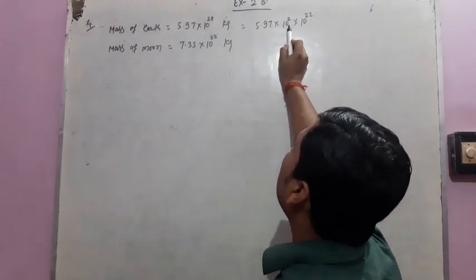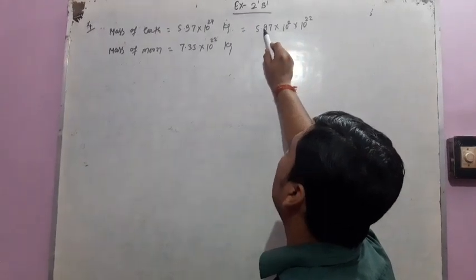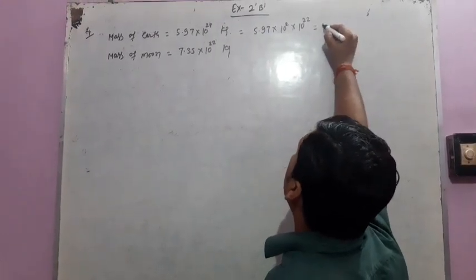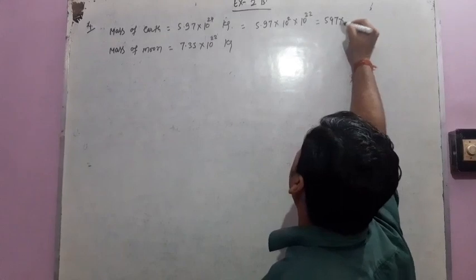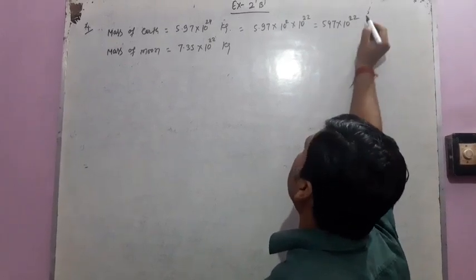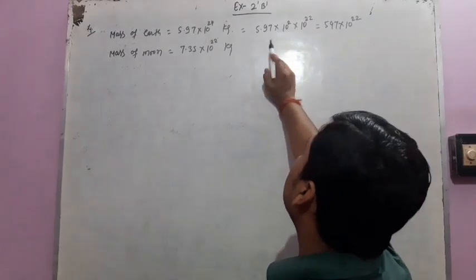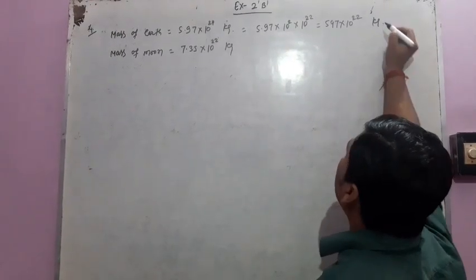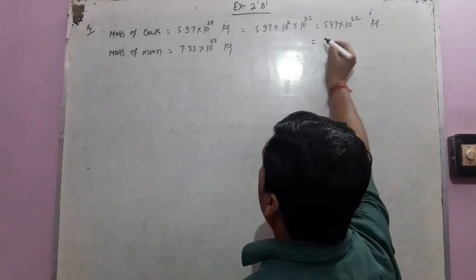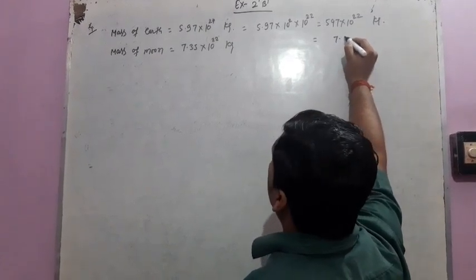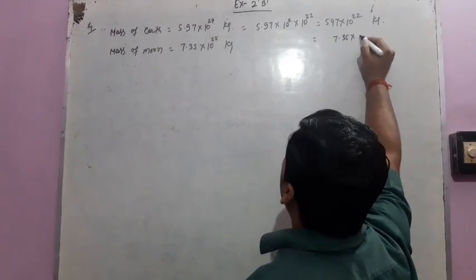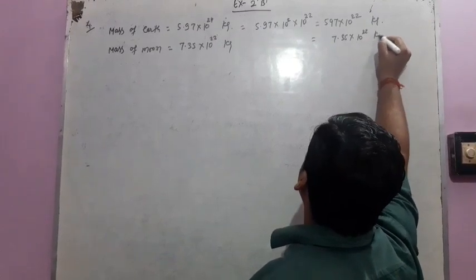Now when a number is multiplied with 10 to the power 2, the decimal moves 2 places. 597 into 10 to the power 22 remains here. When this number is multiplied with the square of 10, the decimal will be moved 2 places, kg. And here the mass of moon is 7.35 into 10 to the power 22 kg.